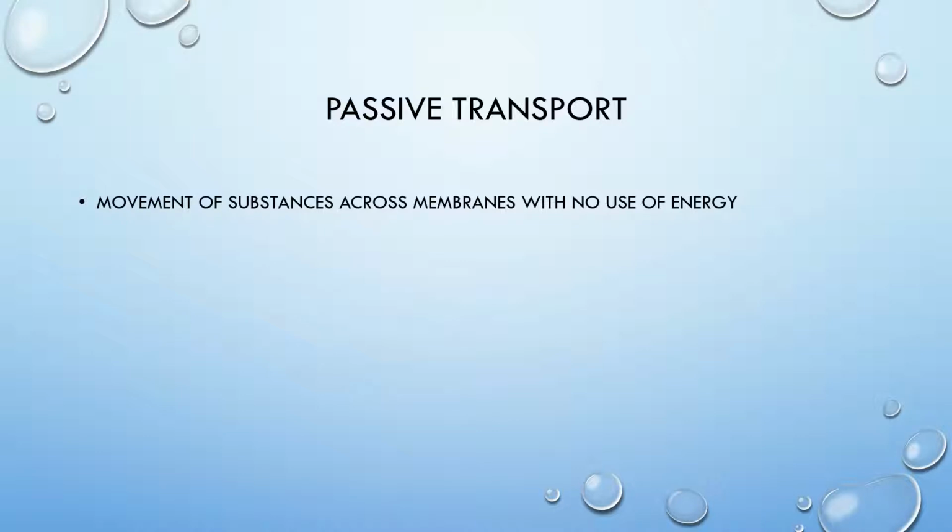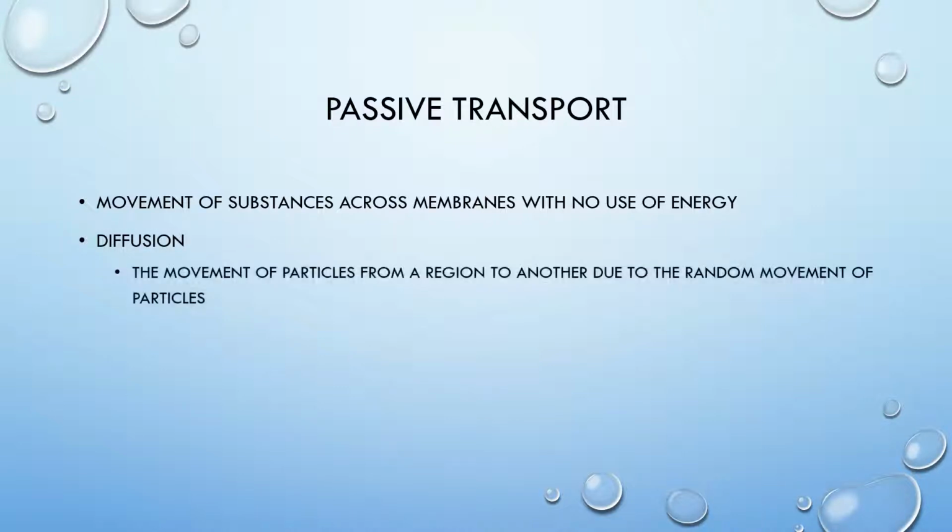Passive transport is the movement of substances across membranes with no use of energy. It's also called diffusion, which is a movement of particles from a region to another due to the random movement of particles. If you guys took chemistry or physics, you will know that all particles are constantly in motion, except for at absolute zero. Anyways, you don't need to know that for biology.